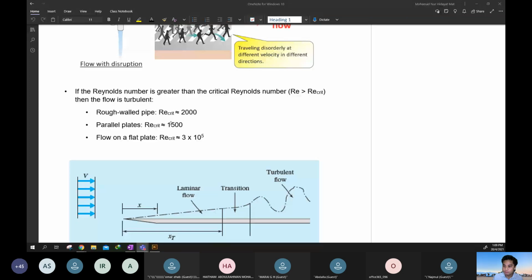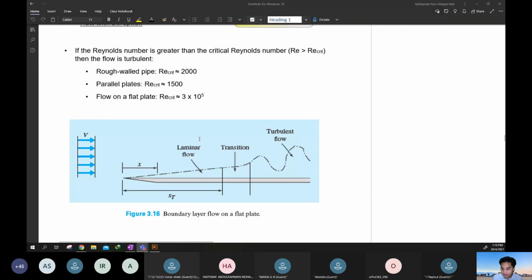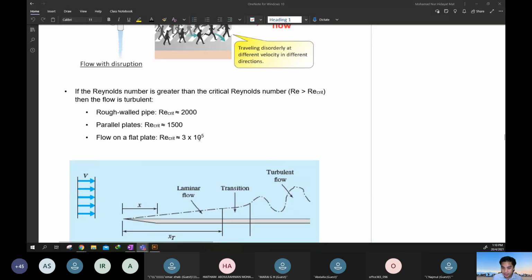For example, in the case of a rough wall pipe, if the Reynolds number is more than 2000, it is turbulent. When less than 2000, it is laminar. Very simple. A different kind of geometry, for example a wall, parallel plates, or a flat plate, will have a different critical Reynolds number.